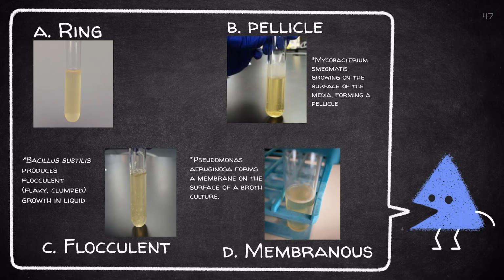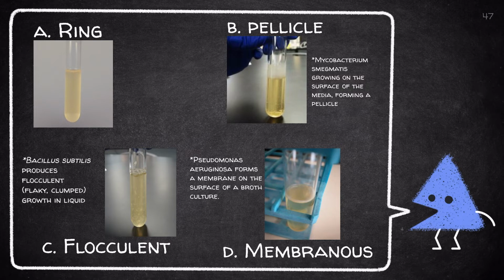Mycobacterium smegmatis growing on the surface of the media forming a pellicle. A pellicle is a growth in the form of a thick film on the surface of the broth. Next up is flocculent. Bacillus subtilis produces flocculent growth in liquid. Flocculent is characterized by a flaky clump growth of various shapes floating in the liquid medium.